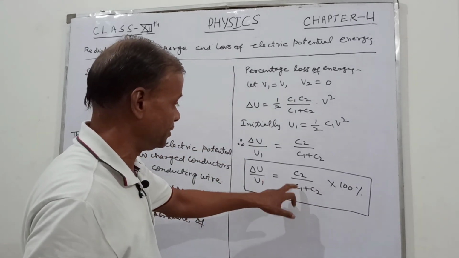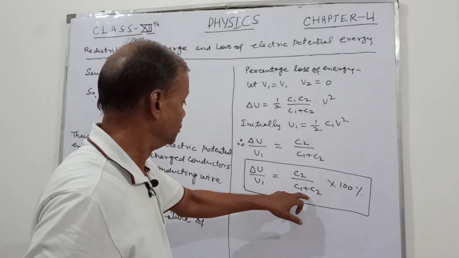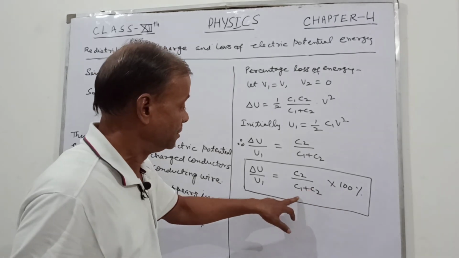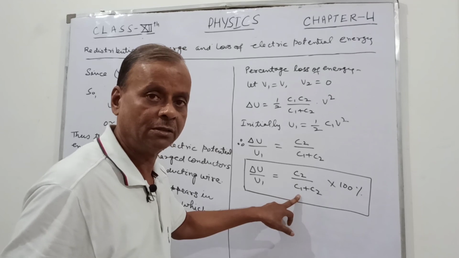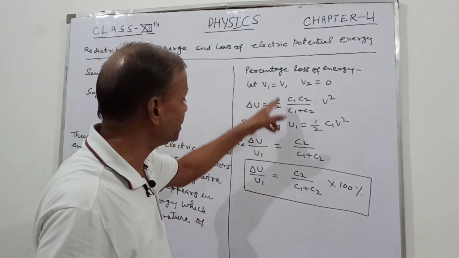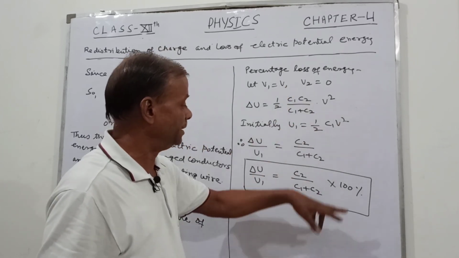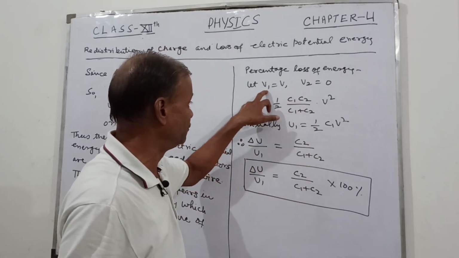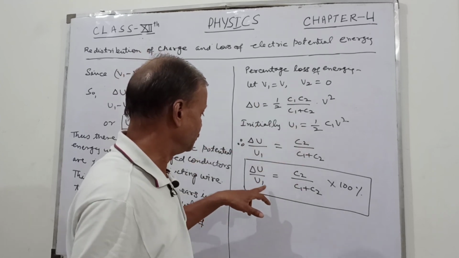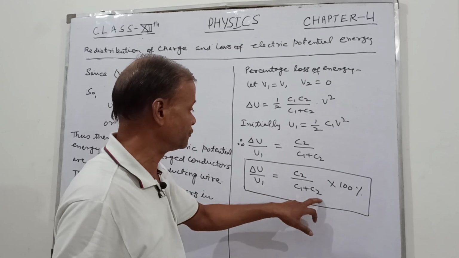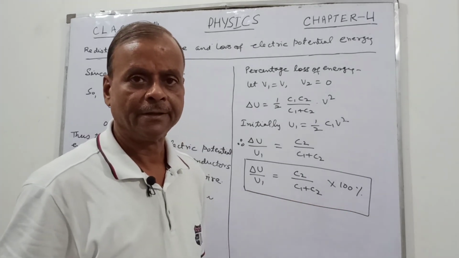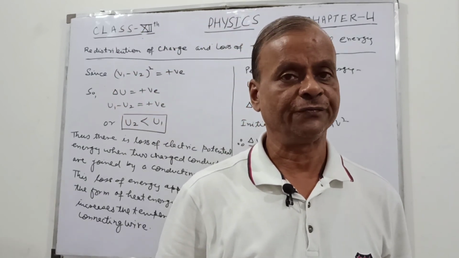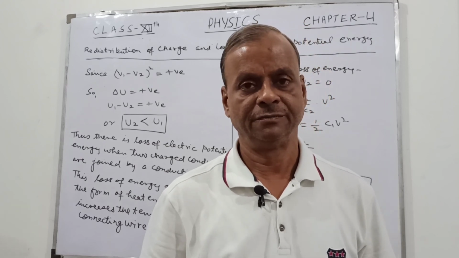So definitely, whatever the value of C2, this term is always less than one. Because of that, the energy loss will always be less than 100%. Not the complete energy is converted into heat, but a small fraction is converted into heat energy. So in this way you can calculate the percentage loss of the energy. This is generally asked in competitive exams. So remember this formula: first we have V1 for C1, so this is half C1 V square, then we find this and calculate the percentage loss. So this is about the potential energy, redistribution of charge, common potential, loss of potential energy and percentage loss of energy. Thank you.